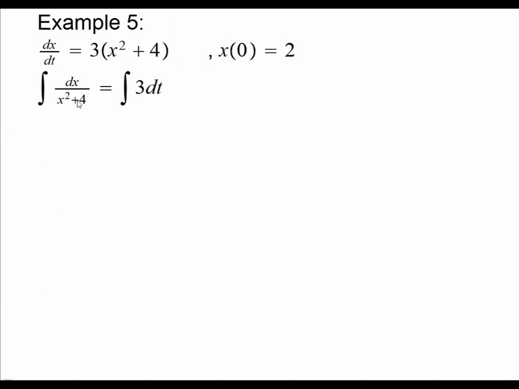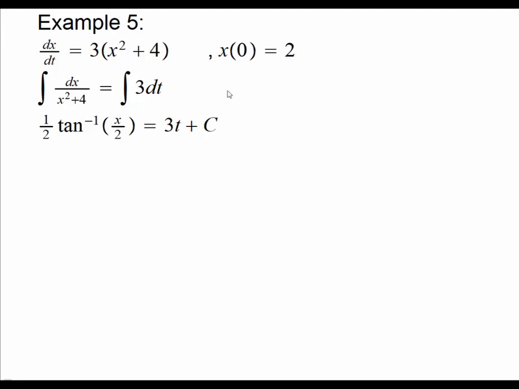Now here you recall that 1 over x squared plus 4 is the derivative of, if you recall your inverse trig function calculus, okay, then what is this antiderivative? 1/2 tangent inverse of x over 2, right? And on the right hand side, we got 3t plus c.